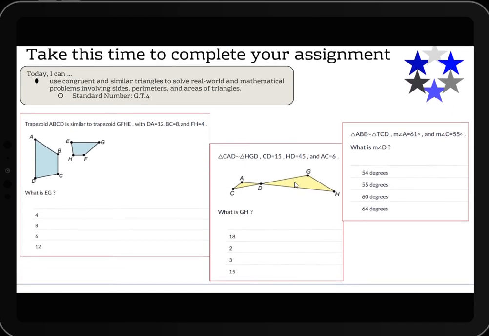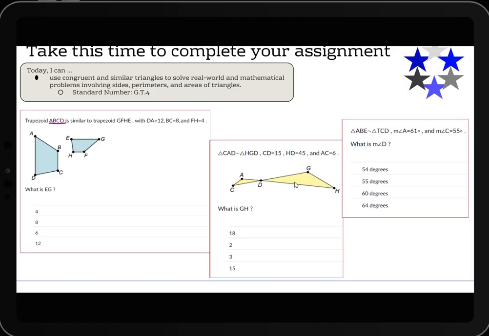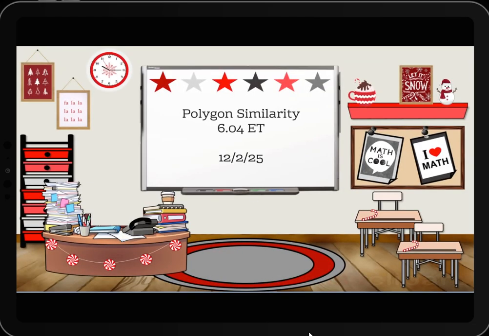So your exit ticket requires that you pay attention to your order of letters as well as the lengths that are provided. You're going to want to set up a proportion, and you're going to want to cross multiply in order to solve the first two questions of your exit ticket. So again, labeling is also very, very helpful. I certainly would encourage you to do that. And then your last question over there, you're going to find the missing angle D. We just covered a problem just like that in this presentation today. That is going to represent your lesson for 6.04, Prove Polygon Similarity.